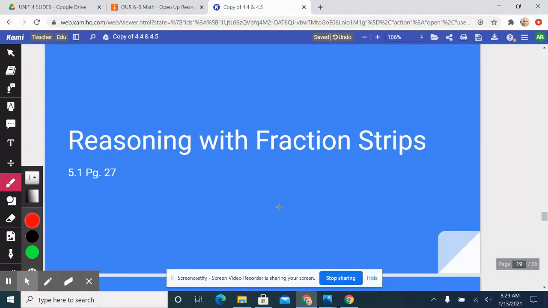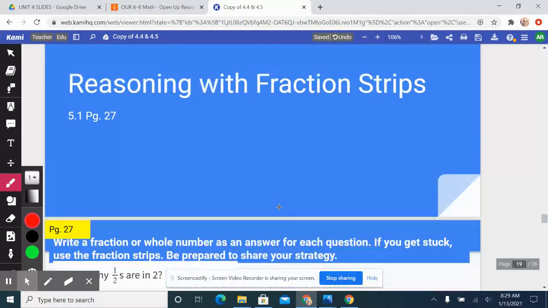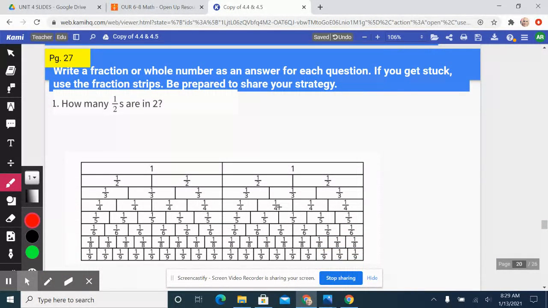So reasoning with fraction strips. So you're on page 27 for me, and it says write a fraction or whole numbers to answer the questions. How many halves are in 2? So you see that this is 1 whole, and it kind of ends right here. And then this is another whole. So how many halves are there? I got 1, 2, 3, 4. So your answer for number 1 should be 4.